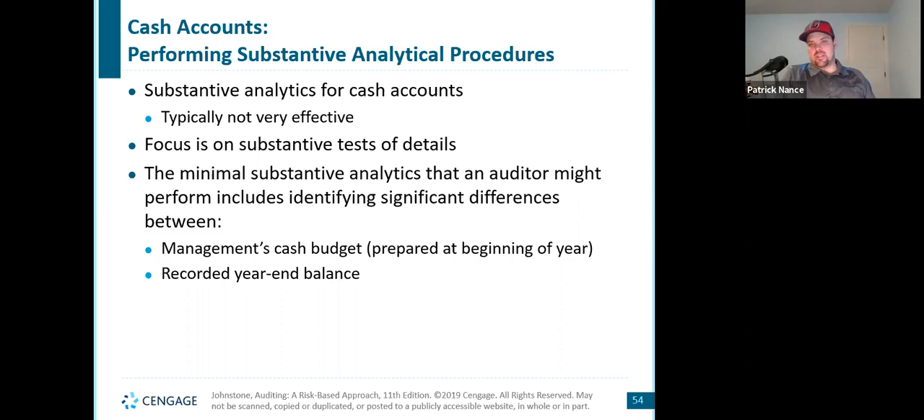Instead, we usually focus on substantive tests of details themselves, everything from bank reconciliations to actually tracing down checks and invoices and that kind of thing. Minimal substantive analytics that an auditor might perform includes identifying significant differences between the budget at the beginning of the year and what was actually recorded at the end of the year. So budget variance analysis.